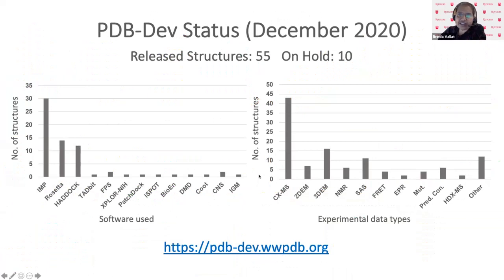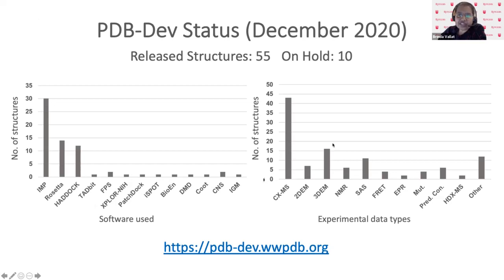This slide shows the current status of PDB-Dev as of December 2020. There are 55 structures that have been released and 10 additional structures that have been processed and are kept on hold for publication. The plot on the left here shows the statistics for the software used to obtain PDB-Dev structures. Several structures have been obtained using the Integrative Modeling Platform software, Rosetta and HADDOCK, and there are fewer structures from other modeling applications such as FBS, PatchDock, BioEN, etc.